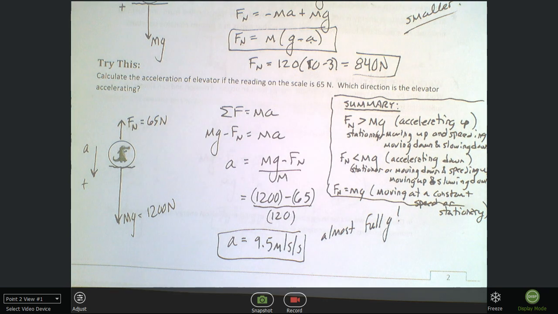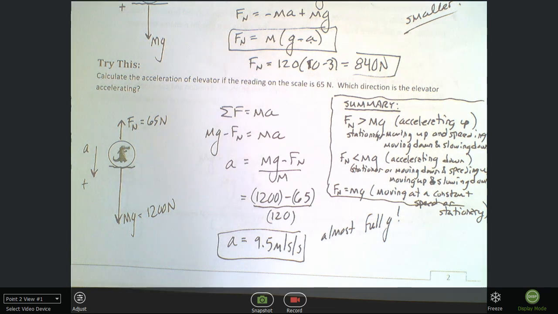If you start to feel heavier, you know you're accelerating up. If you know you were stationary, you know you're moving up. If you don't know if you were stationary, then you don't know if you were moving up and speeding up or moving down and slowing down. It's really that complicated. It is quite a weird thing.